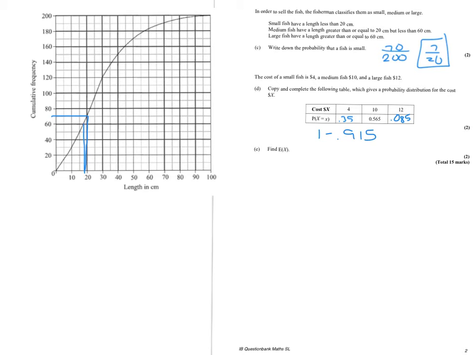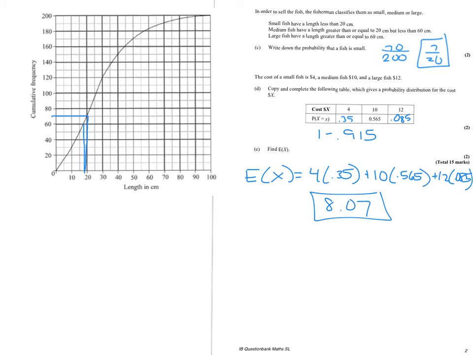Okay, and then it asks us to find the expected value. And so we are going to multiply the $4 cost times the probability of it costing that, plus the $10 cost times the probability of it costing that, plus the $12 cost times the probability of it costing that. So 4 times 0.35 plus 10 times 0.565 plus 12 times 0.085. And that gives us 8.07 as our expected value. Now what that means is that we would expect, on average, a fish to cost $8.07.